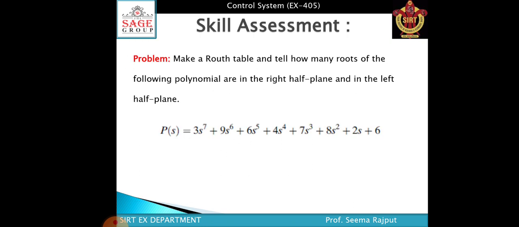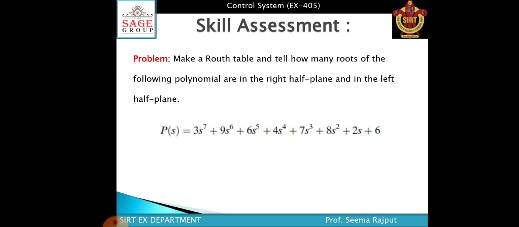Okay, now there is one assignment for you all. The problem is, make a Routh table and tell how many roots of the following polynomial are in the right half plane and in the left half plane. So the assignment is P(s) equal to 3s to the power 7 plus 9s to the power 6 plus 6s square plus 4s to the power 4 plus 7s cube plus 8s square plus 2s plus 6.